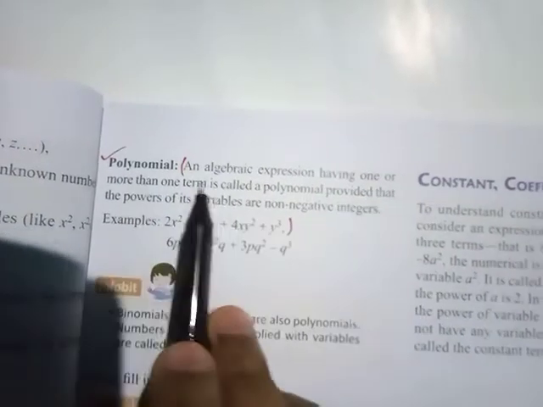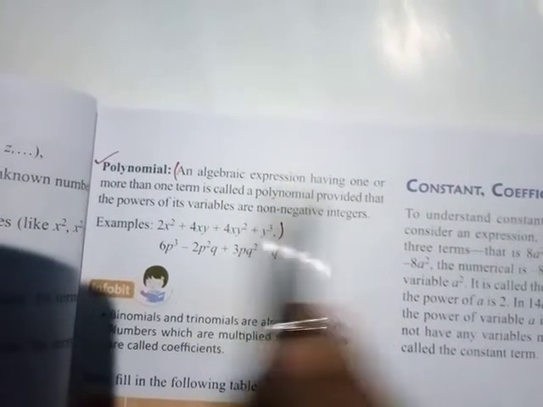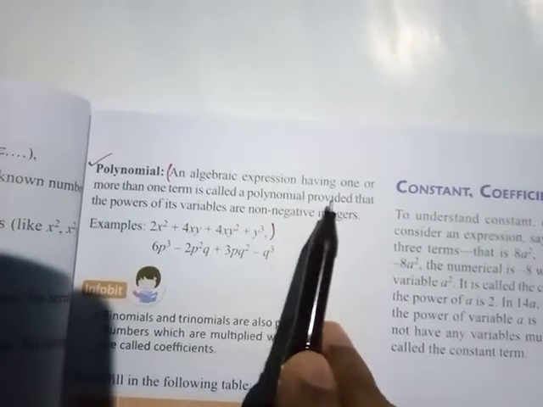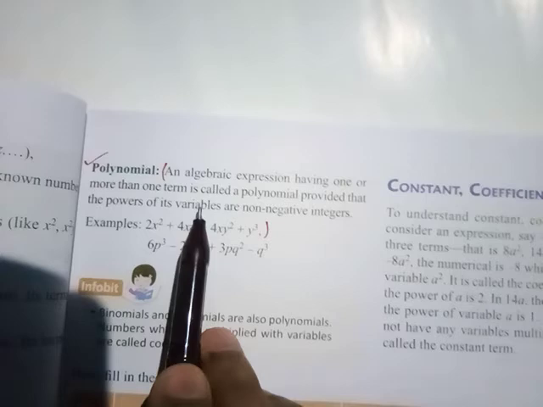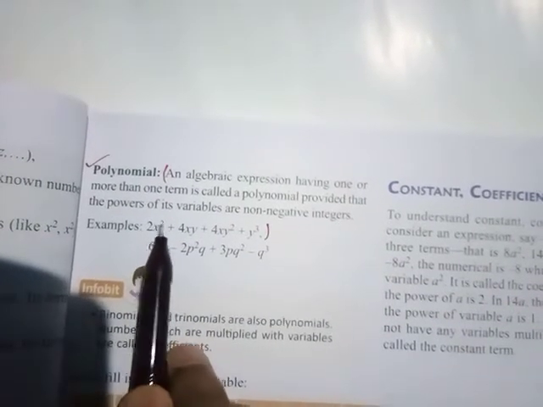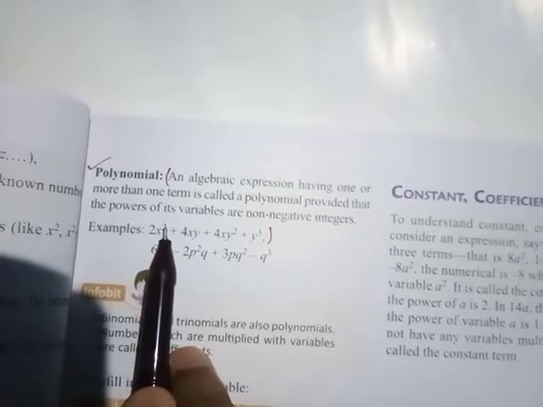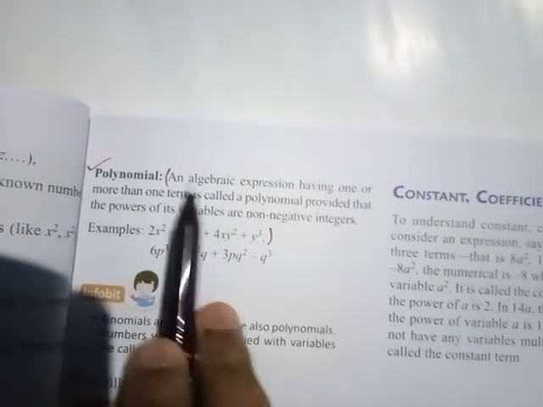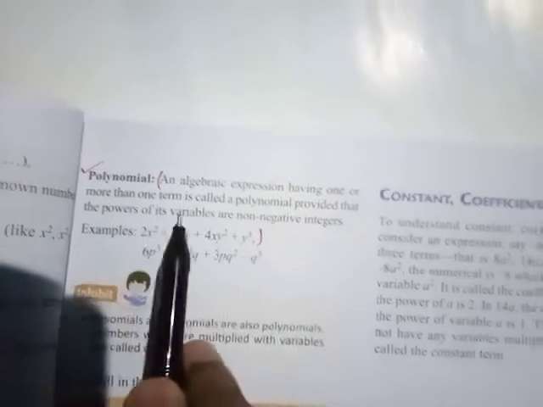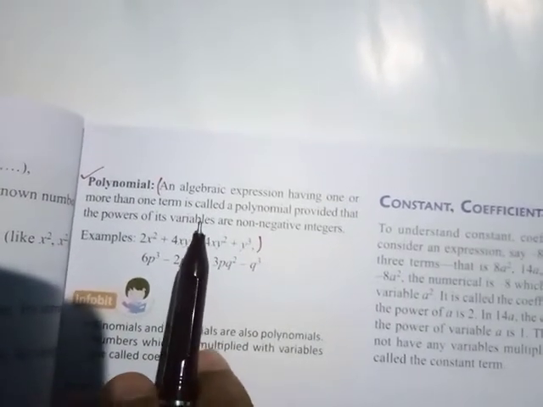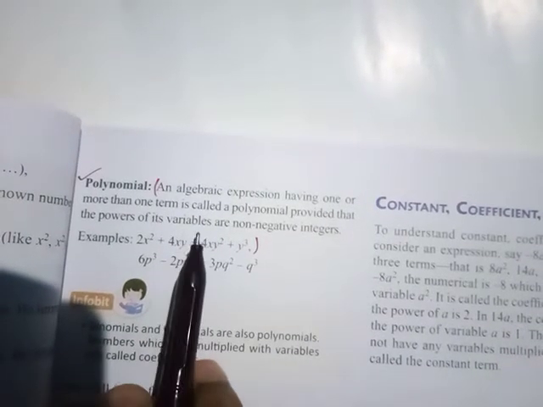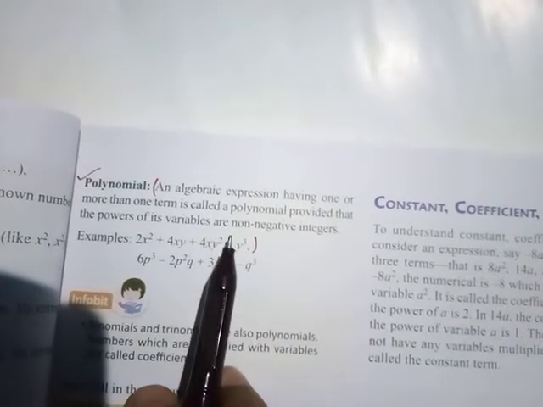Next is polynomial. An algebraic expression having one or more than one term is called a polynomial, provided that the power of its variables are non-negative integers. If the power of the variable is a non-negative integer, then these are called polynomials. If it has only one term or more than one term, then they are called polynomials. The only condition is that the power of the variable is non-negative.